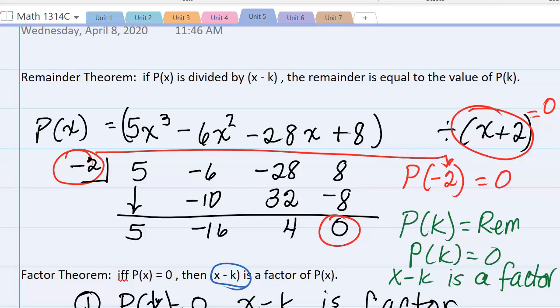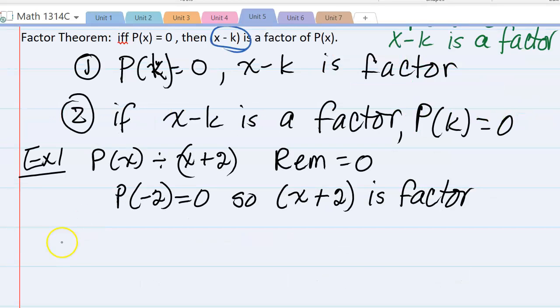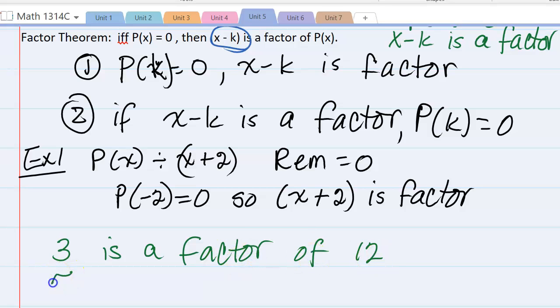Recall that factors divide into a number exactly. For example, 3 is a factor of 12, since 12 divided by 3 is 4 and has no remainder. 5 is not a factor of 12, because 12 divided by 5 is 2 with a remainder of 2.